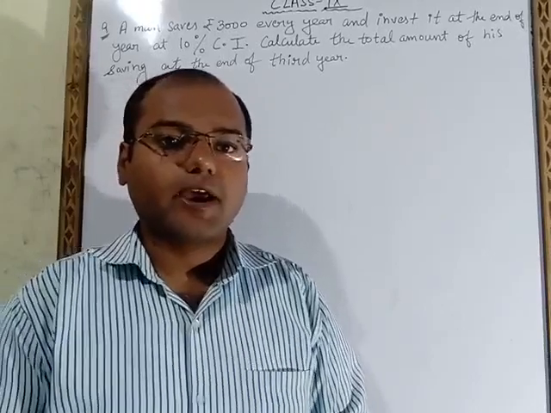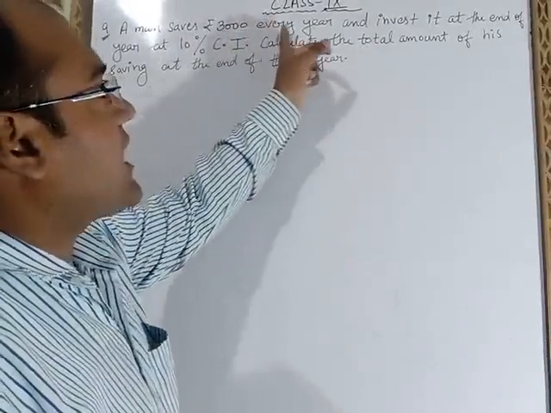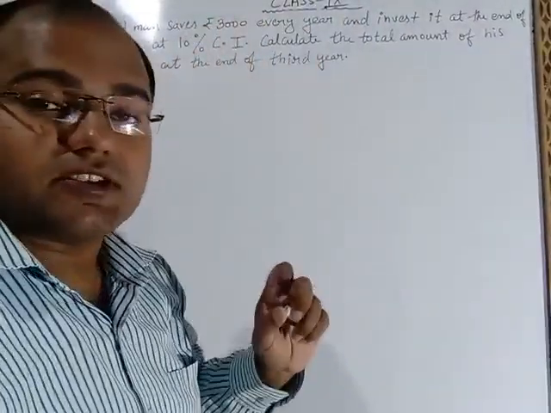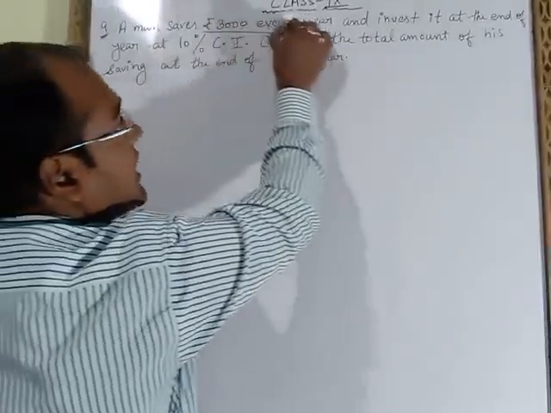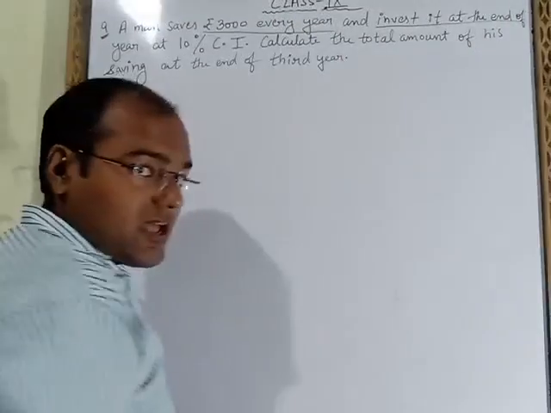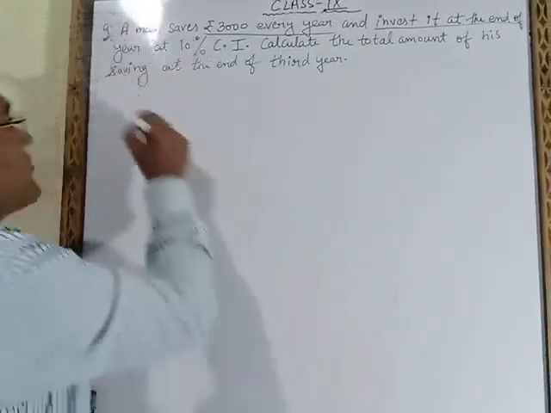Now see question number 9. Question number 9 is: a man saves 3000 rupees every year and invests it at the end of the year. What is it saying? This much rupees every year a man is saving and he is investing at the end of the year. So what you have to do here?